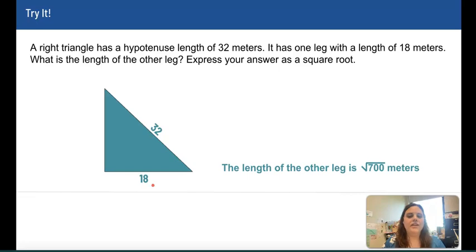The length of the other leg is the square root of 700 meters. We find this because when we set up, we'll have 18 squared plus b squared equals 32 squared. That would be the correct setup, and then we would solve this just like example 2.